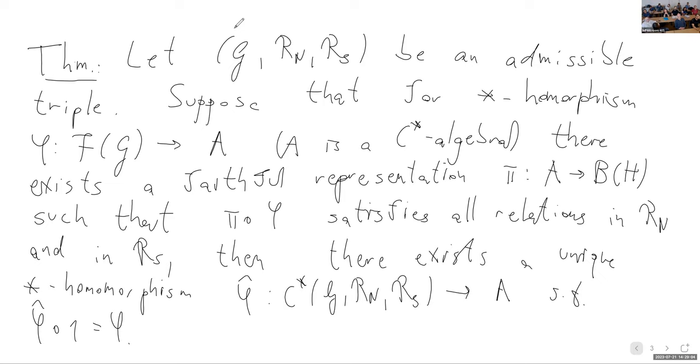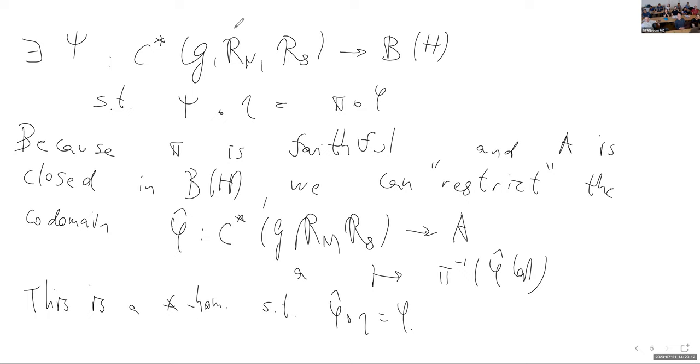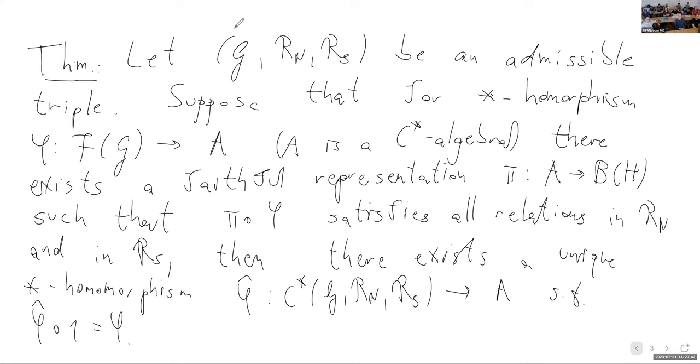Okay, so uniqueness is straightforward. And this is also the proof that this induced map is independent of the choice of pi. Because it depends not on the representation, but on this original function of pi.